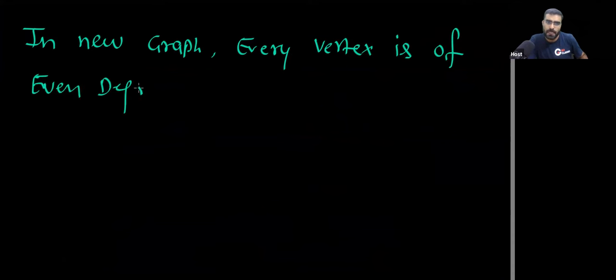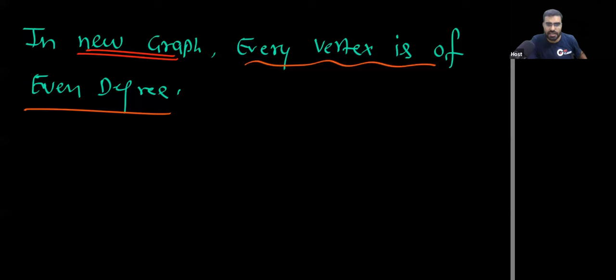Every vertex is of even degree. Yes or no? Okay, in the new graph, what happened? In the new graph, every vertex has even degree. Please tell me, is this clear? In the new graph, every vertex has even degree.